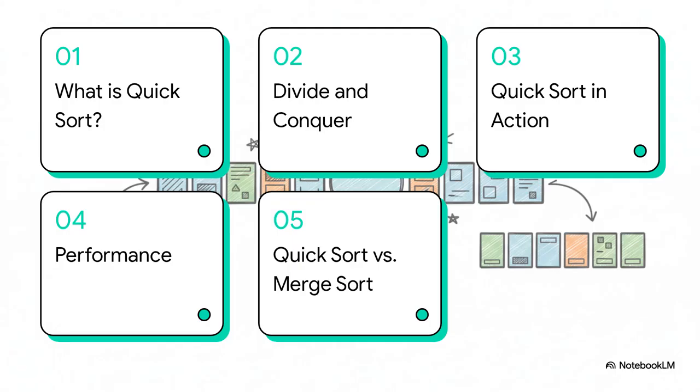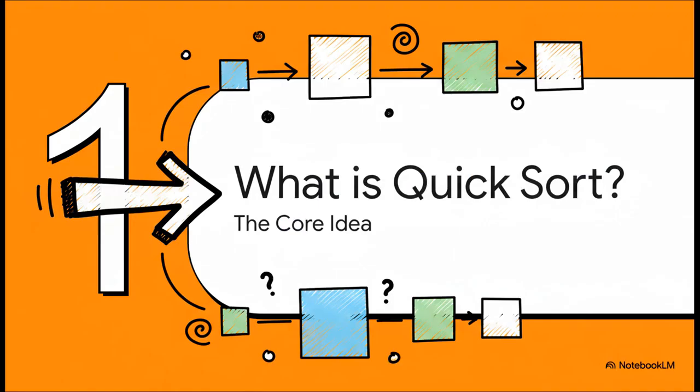All right, here's our roadmap. First, we'll get right to the heart of what makes Quicksort tick. Then we'll explore its divide and conquer strategy. After that, we'll see it in action with a really clear visual example. We'll break down its performance, the good and the bad, and finally, we'll put it head-to-head with its main rival, MergeSort. So, first things first, what is the big idea behind Quicksort?